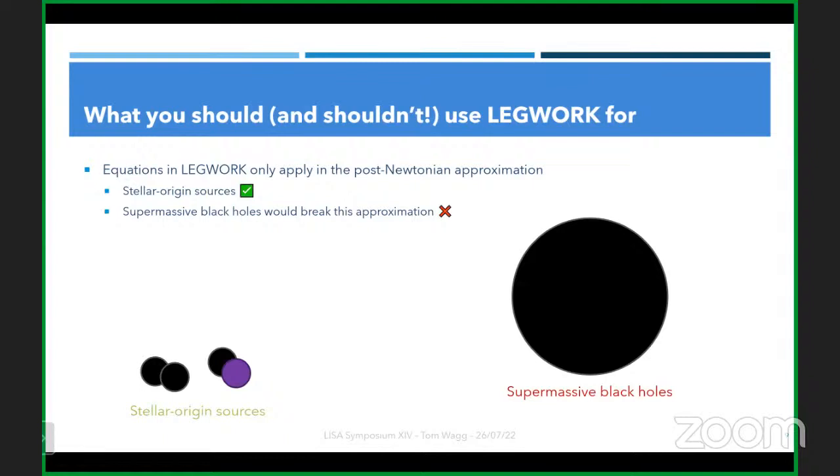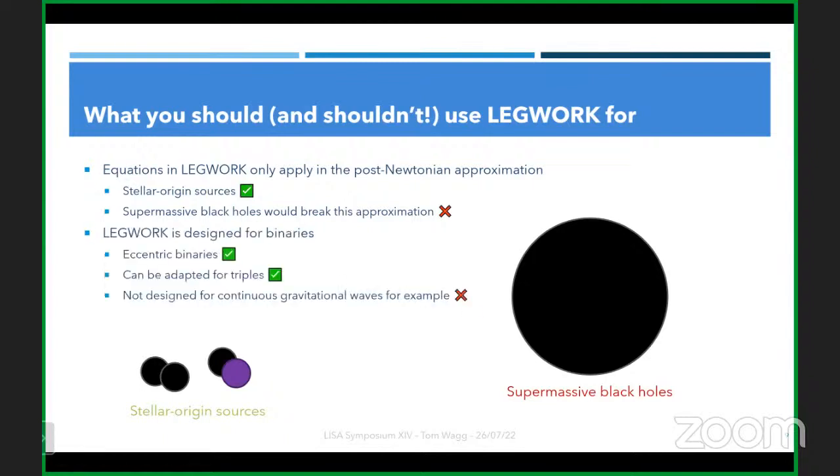You don't want to be using legwork for that sort of thing. Legwork is designed for binaries. It can handle any sort of eccentric binary, that's fine. You can adapt it for triples or higher order systems as long as you know the frequency and eccentricity evolution. But it's not designed for something like a continuous gravitational wave source, which honestly I would not know what to do with. So that's not what legwork's for.